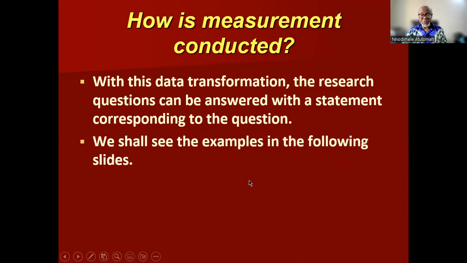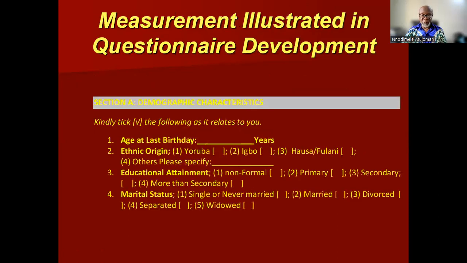All right, so some examples of how the results are presented. From the questionnaire, we have a typical questionnaire here. All right, here are the demographic characteristics. So these are the items describing the demographics. Age at last birthday, you put the actual age. We no longer put the category. We actually put actual years. Then ethnicity, we have it. Educational attainment, we have it.